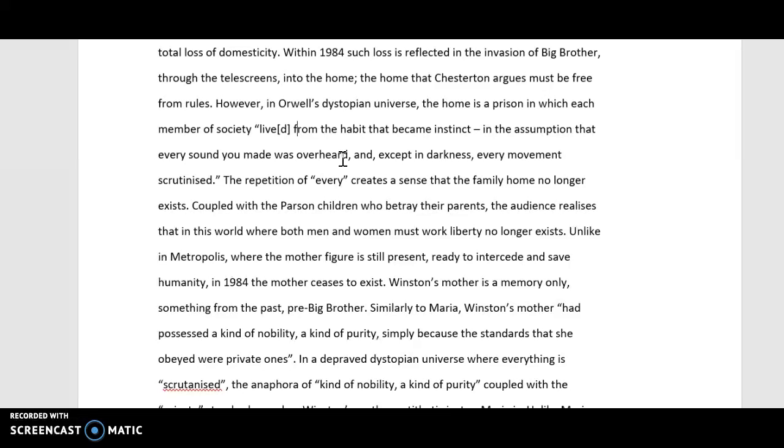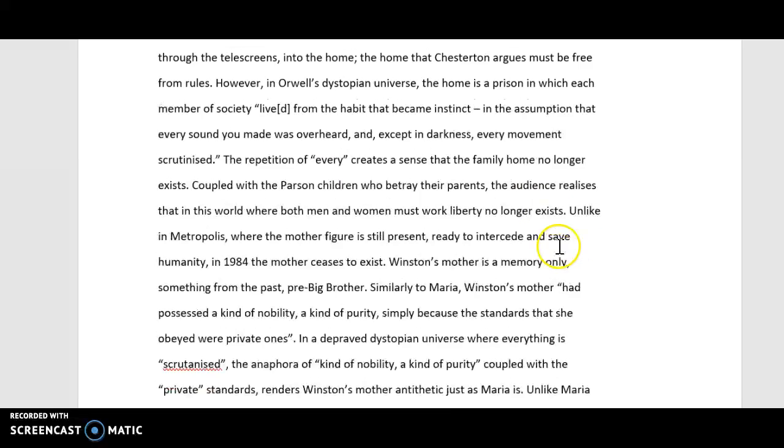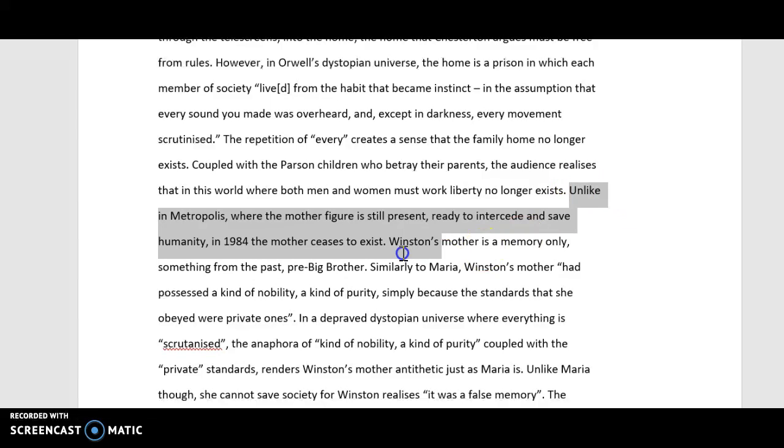Coupled with the past and children who betray their parents, the audience realizes that in this world where both men and women must work, liberty no longer exists. Now get to the integration I was talking about. Unlike in Metropolis, where the mother figure is still present, ready to intercede and save humanity, in 1984, the mother ceases to exist. So even though I'm talking about 1984, I keep moving back and forth between the two texts. Now I'm talking about 1984 again.